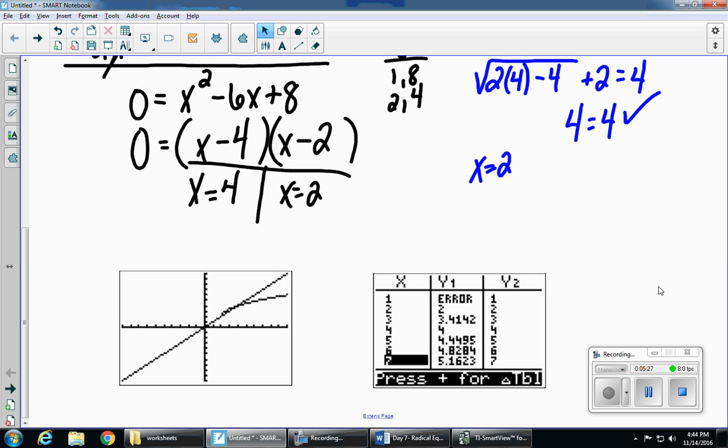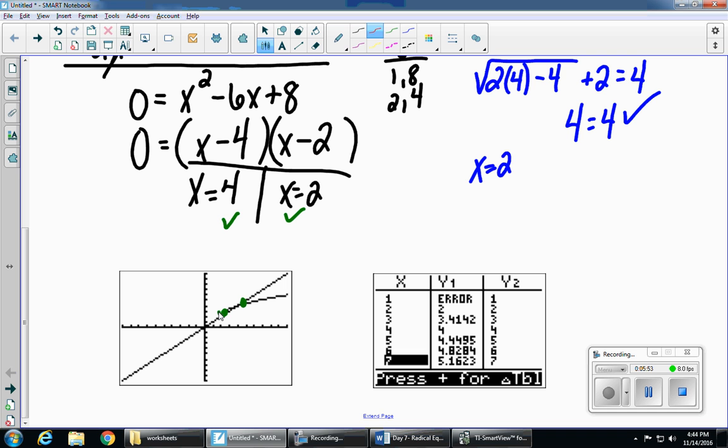So if we take a look at our graph, it's kind of hard to tell in this one, but if you notice, the graph intersect at two different points. So we know that both of these work because I have 2 points of intersection, so both x values work. The other thing you want to look at is your table, and that might be easier in this one because the graph was kind of difficult to see.